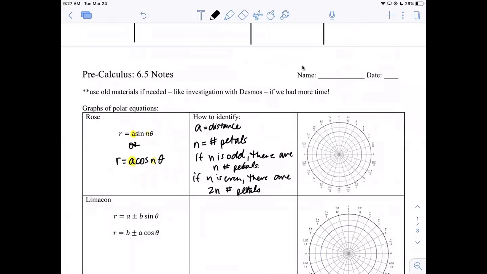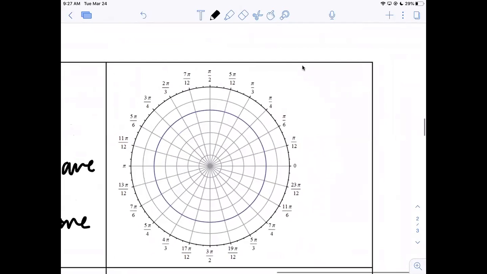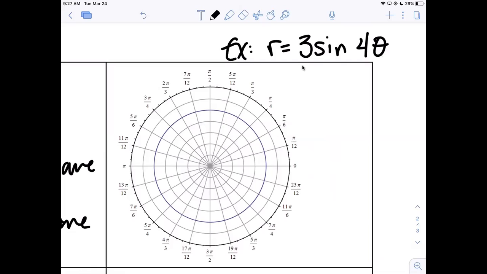So what you can do is you can plug and chug, or you can graph it. I think for sake of time, I'm not going to plug and chug. If you're interested in it, I'd love to sit down and talk with you. But because we're distance and because of time, we're just going to look at the calculator. So we're going to do an example where r equals 3 sine 4 theta. Okay, 3 sine 4 theta.